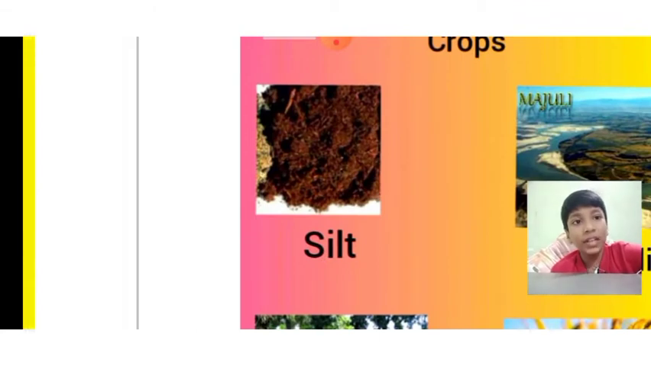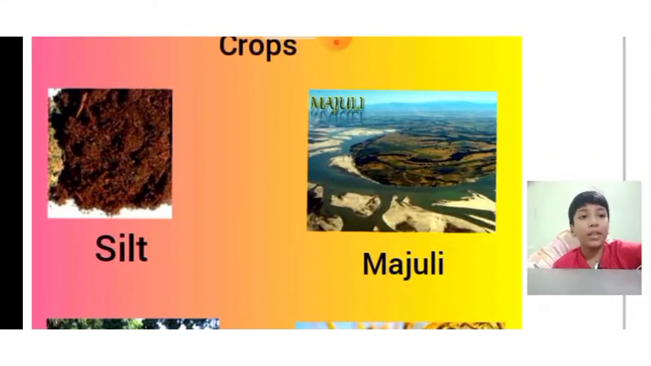And this is silt. Silt is not a crop. Silt is a fertile soil got by the rivers. When a river floods, we get fertile soil, that is called silt. This is Majuli. Majuli is an island located in the Brahmaputra basin.